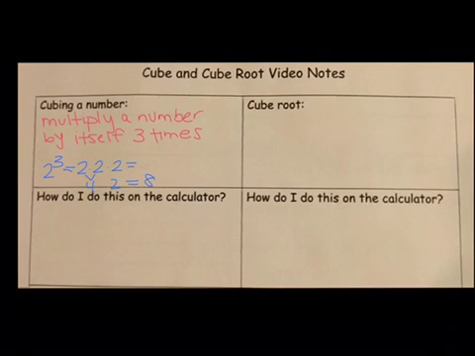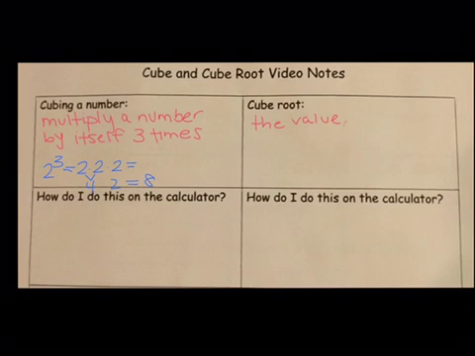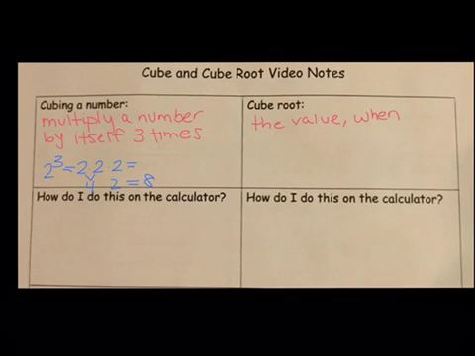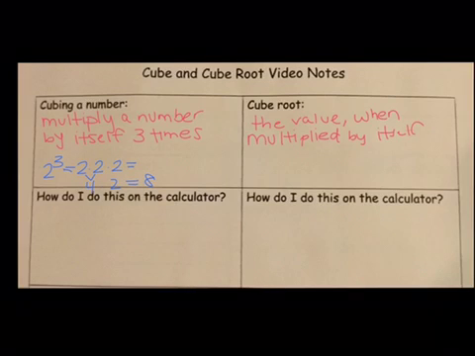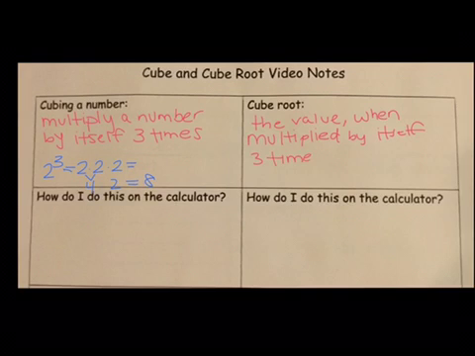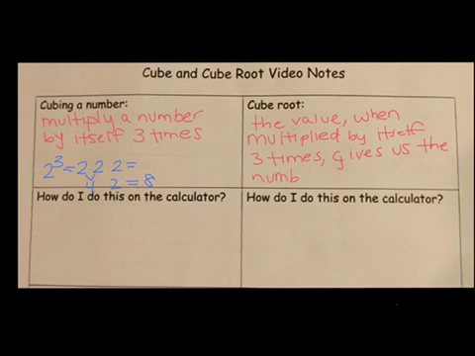Moving over to the right side, the definition of cube root is the value that, when multiplied by itself 3 times, gives us the number we're looking for.